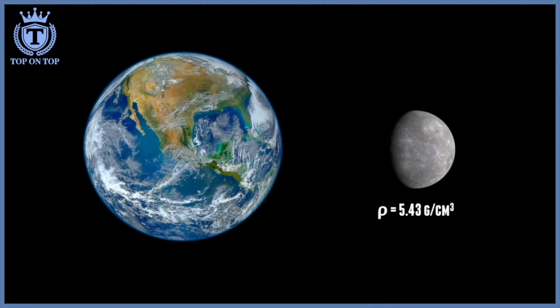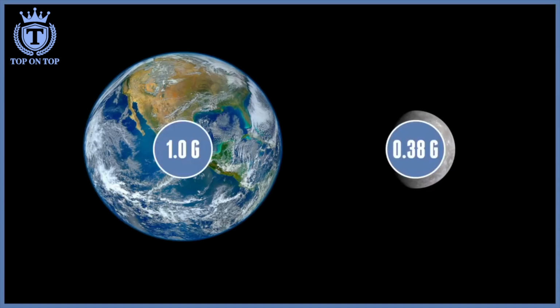However, it does have a high density, and this is just slightly lower than the Earth's density. Mercury has a surface gravity of 3.7 meters per second squared. So if you do the calculation, that's the equivalent of 0.38 g.